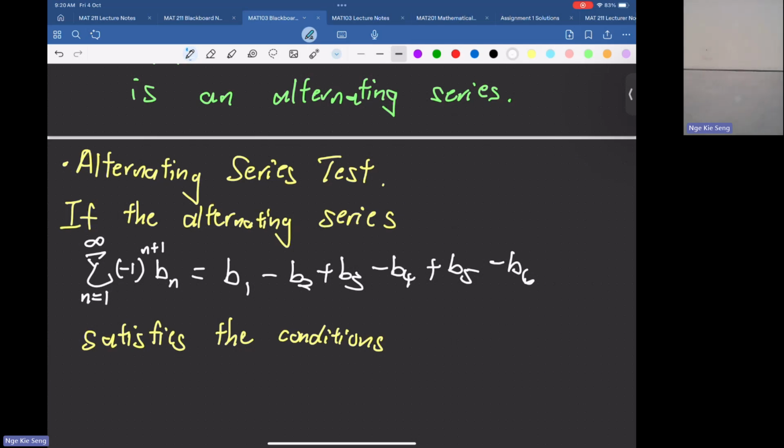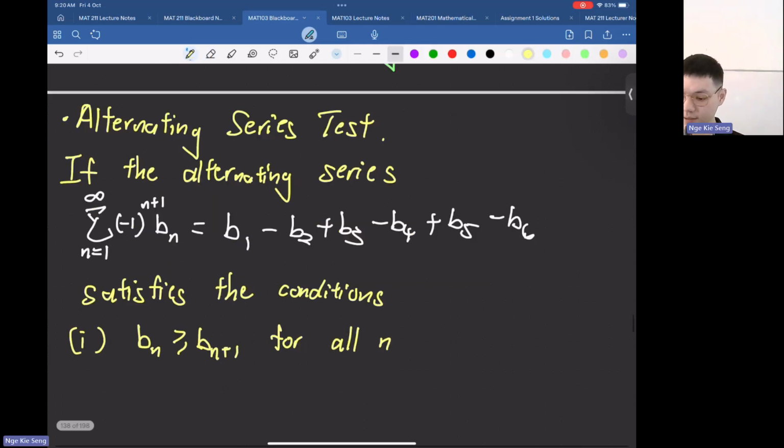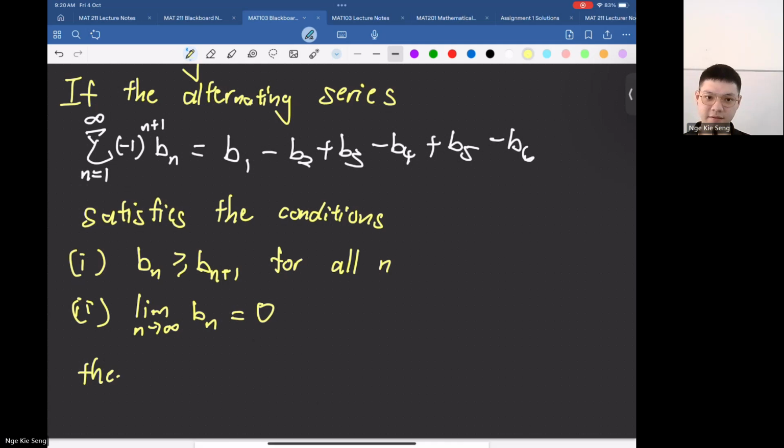This is a very important question in this topic of convergence of series. So the first condition you need to satisfy is that the terms have to be at least decreasing. But how fast do they decrease? The second condition requires that the limit of bn goes to 0. If these two are put together, then the series converges.